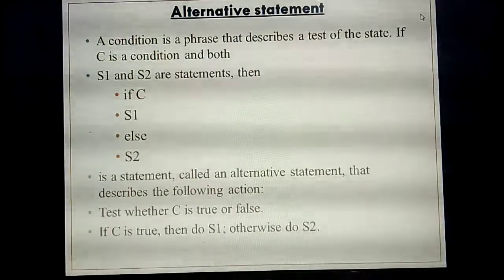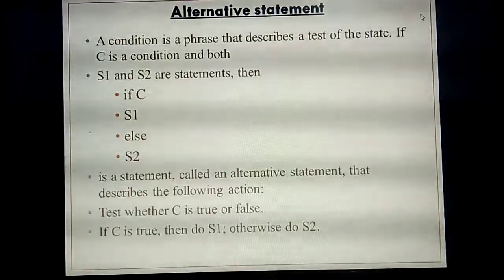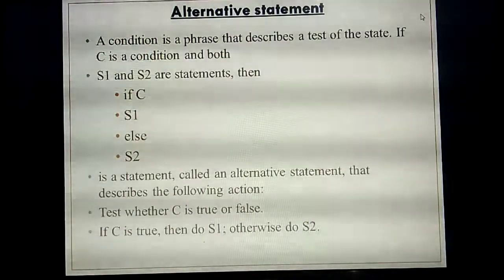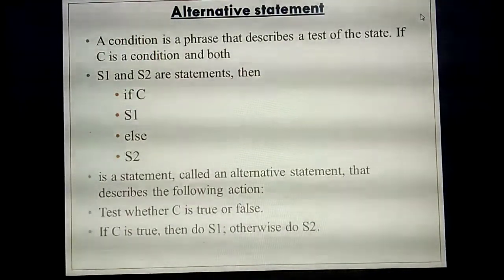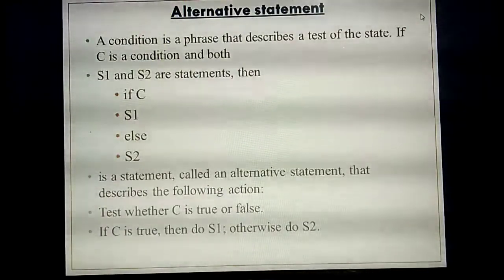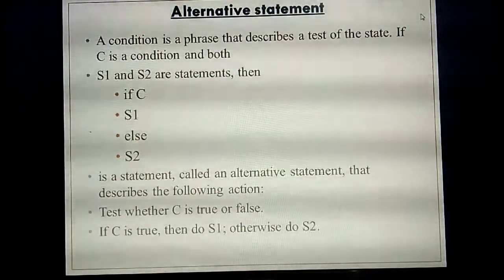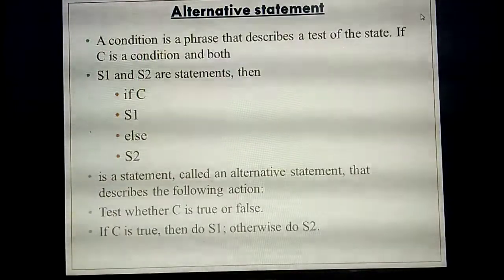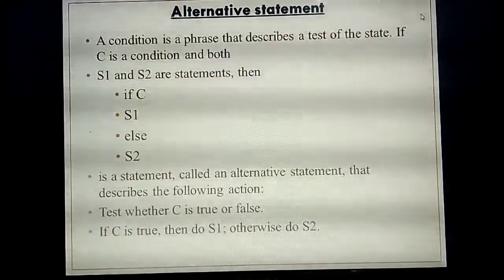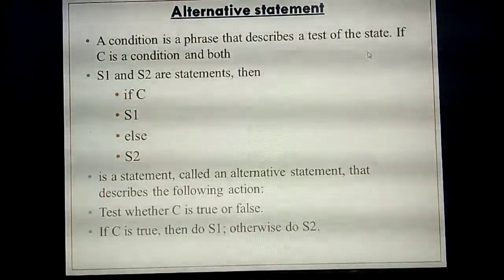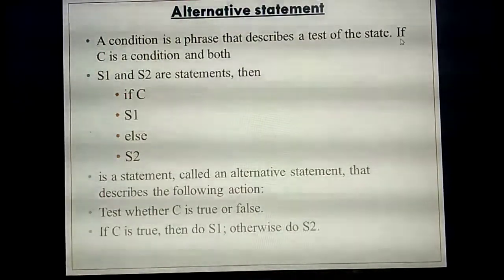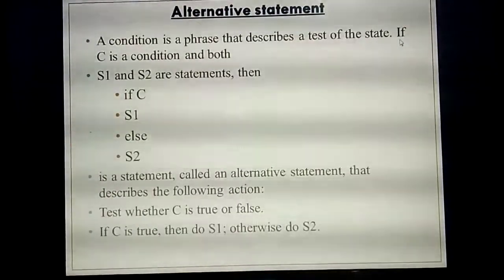Okay. So here the alternative statement also contains a lot of statements. It will execute the statement based on the condition. That's important. So the alternative statement always executes based on the conditions. The condition will describe which state. That means based on the state, it will check the condition. What state you are giving, based on that state, it will check the condition.